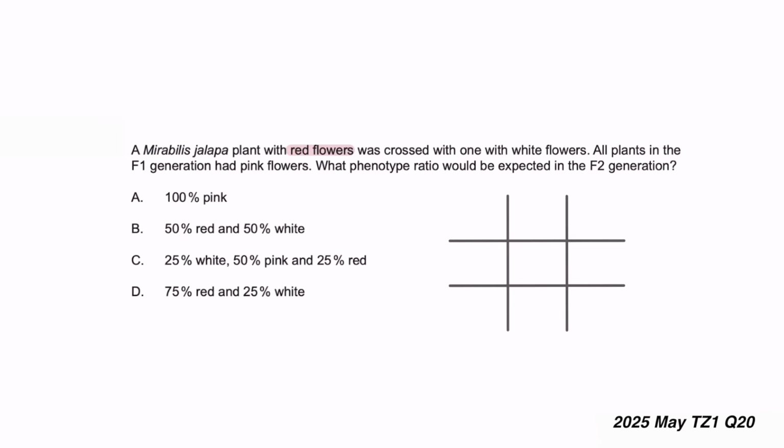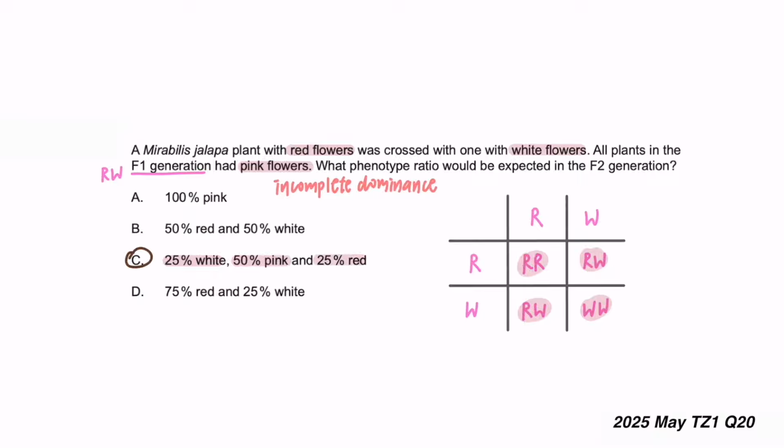When a red flower crosses with a white flower, pink flowers are produced. This shows the inheritance pattern of flower color for this plant is incomplete dominance. The genotype of F1 generation is heterozygous. When two F1 generation plants cross to form F2 generation, the phenotype of F2 generation can be determined by this Punnett square.